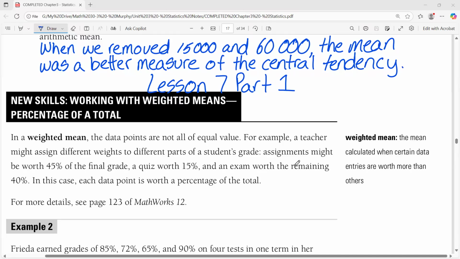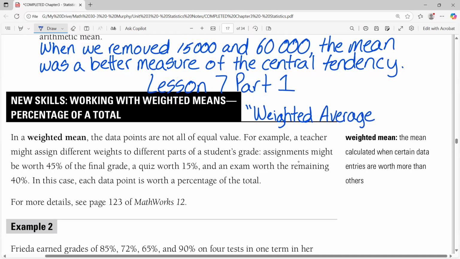This is Statistics, Lesson 7, Part 1, and we're going to be looking at weighted means or weighted average. And you might be familiar with this in each of your classes. Assignments, quizzes, unit tests, finals are all weighted differently. So how do you calculate a final percentage?